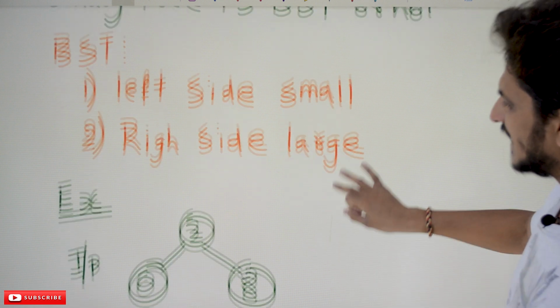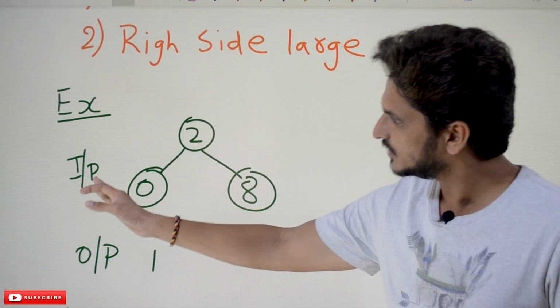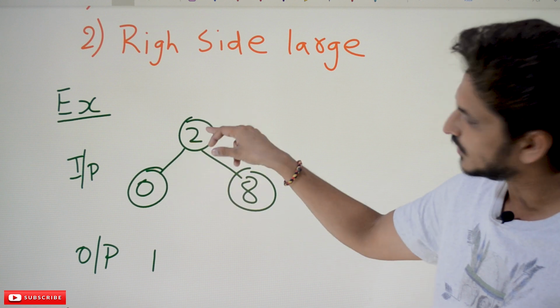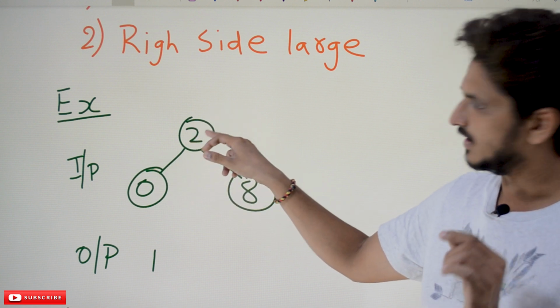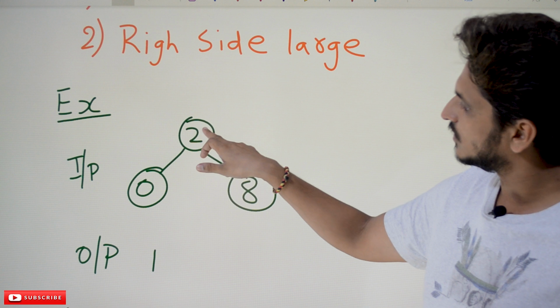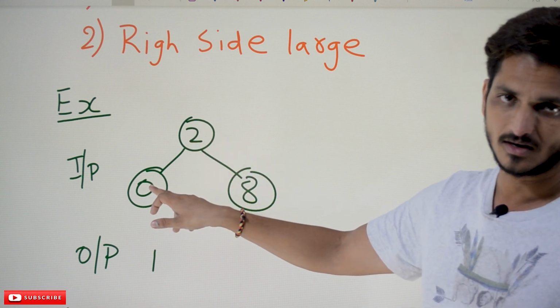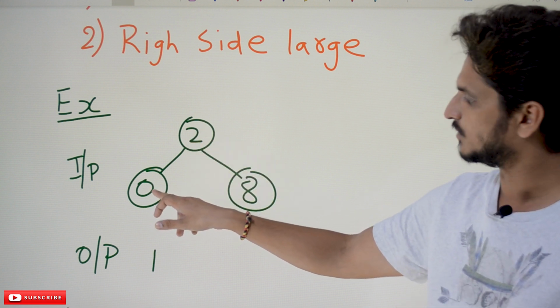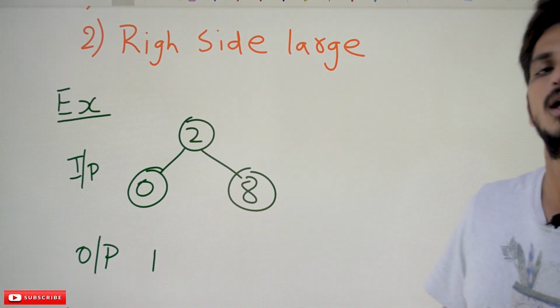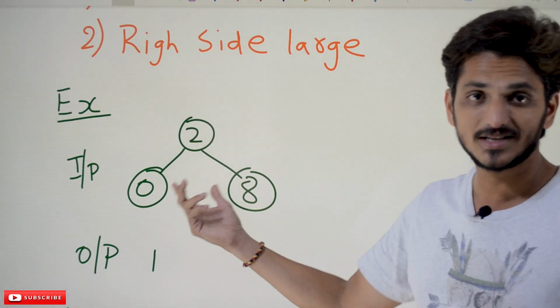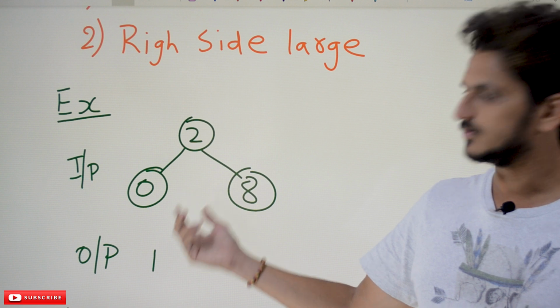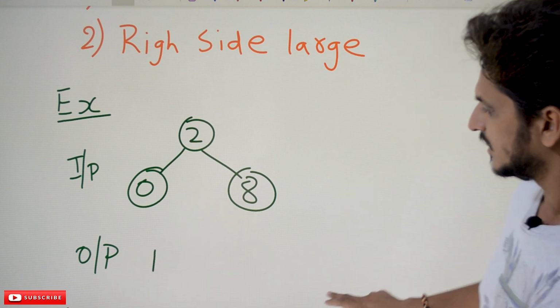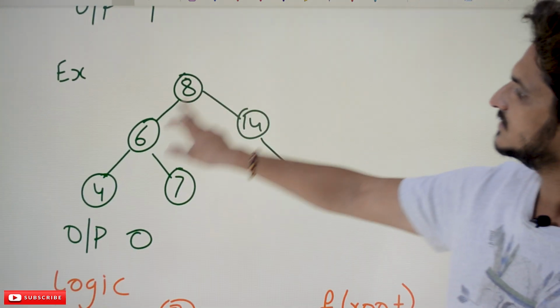So coming to the example, this is the input they are going to provide. They are going to provide you the root node, the address of the root node. So 2, 0 is less than, on the left side we have a small element, on the right side we have a large element. This is a binary search tree. So the output is 1. Coming to the next example, 8, 6.